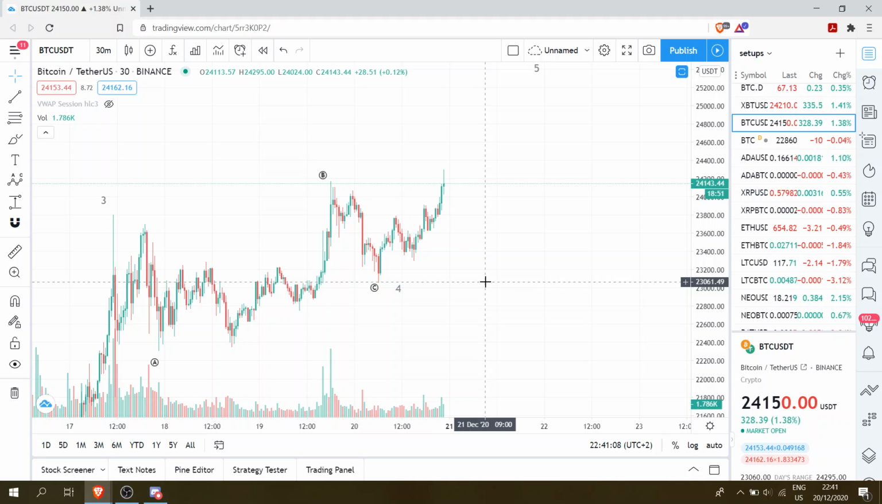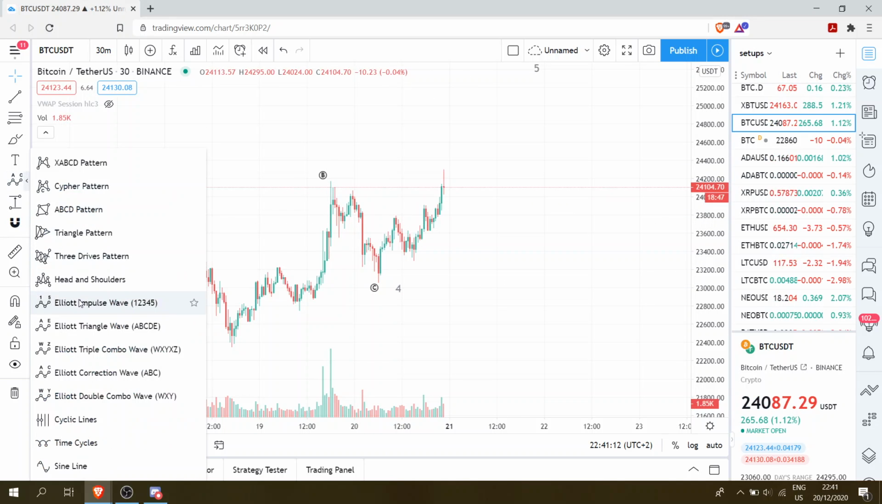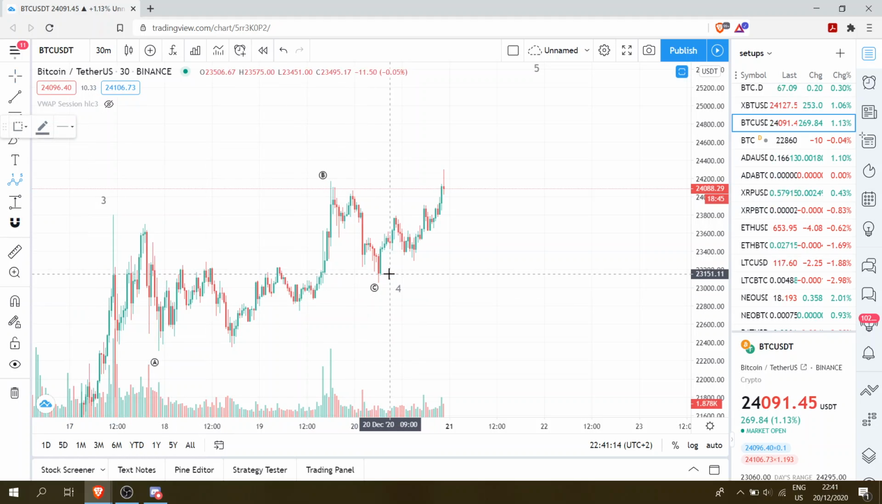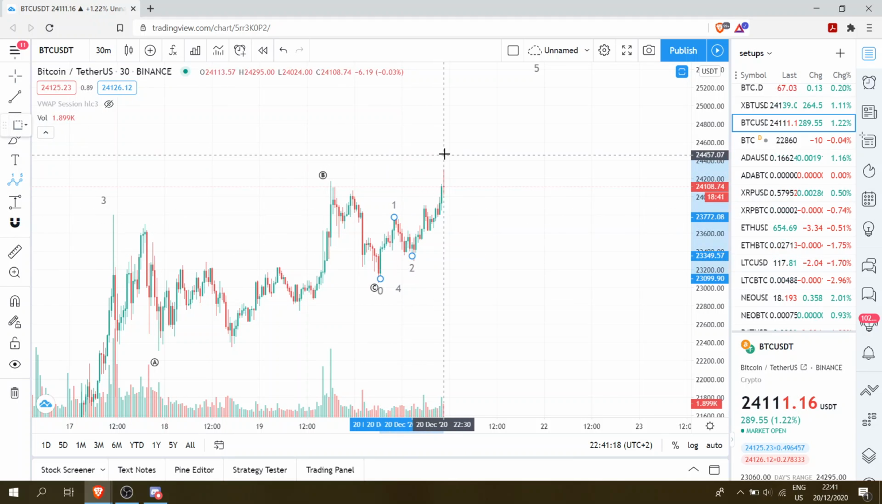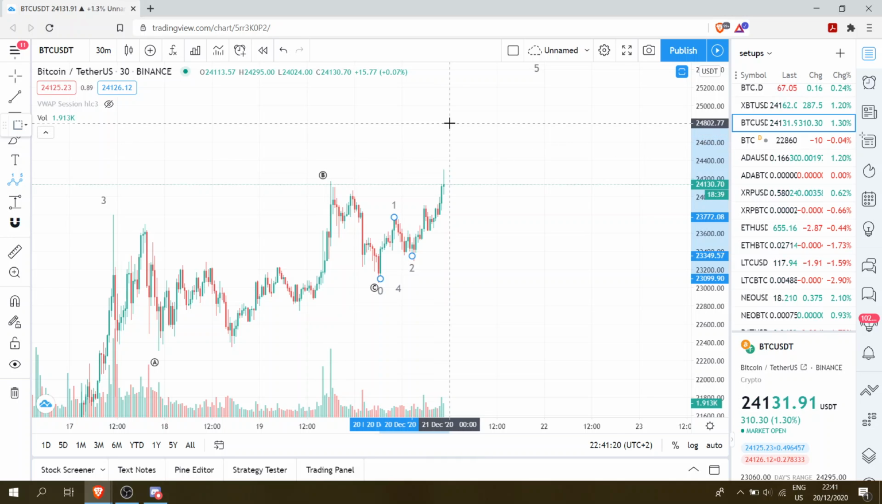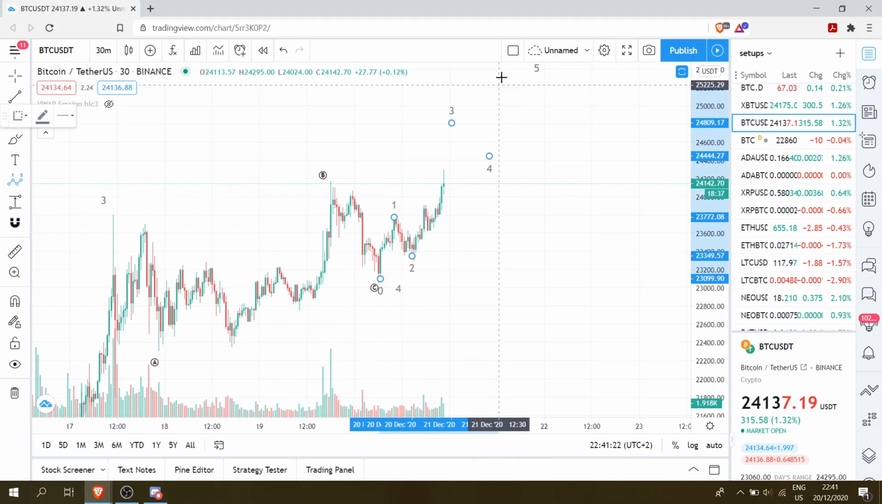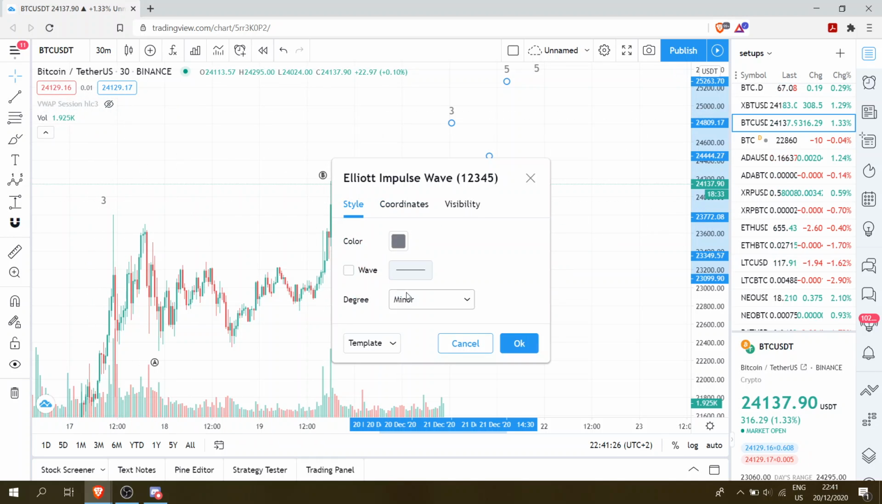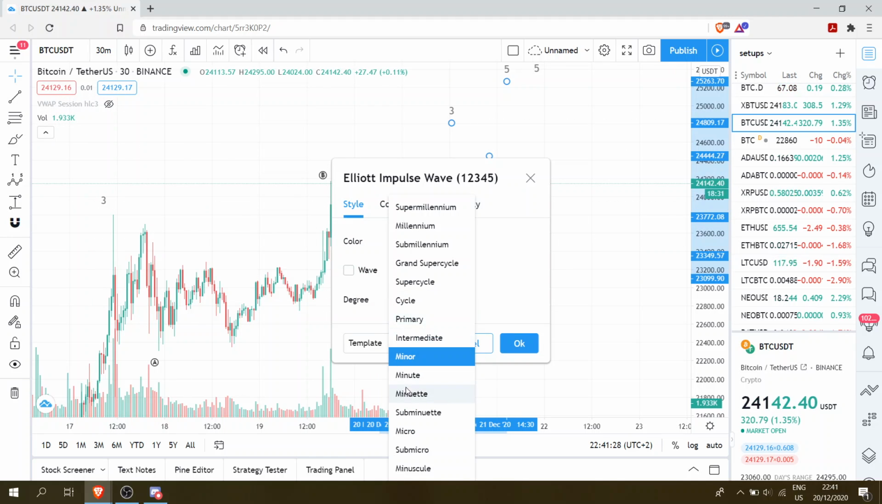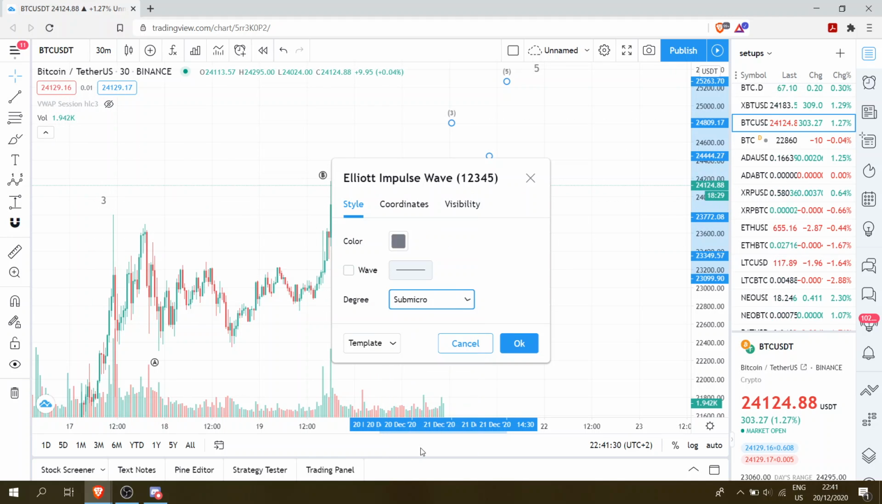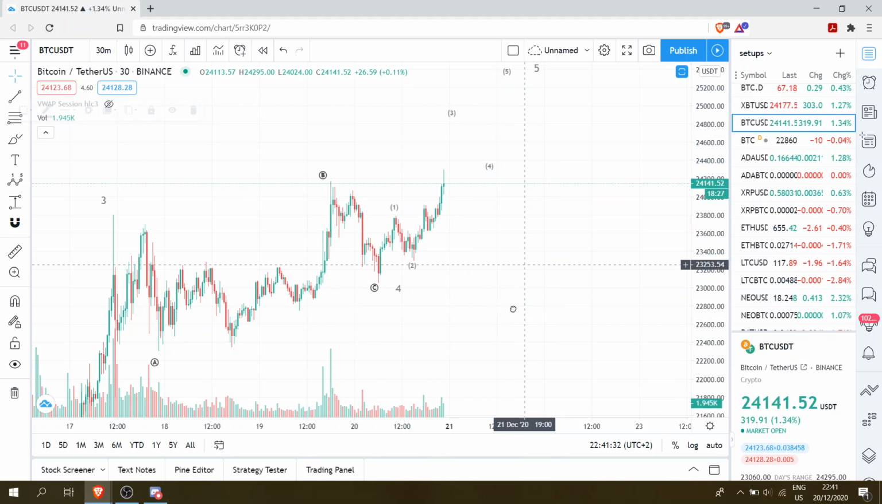And what's going to happen from here is basically the following. I think we're going to get an impulsive rise once again: 1, 2, 3, 4, maybe around here, 5. And let's mark this with sub micro.